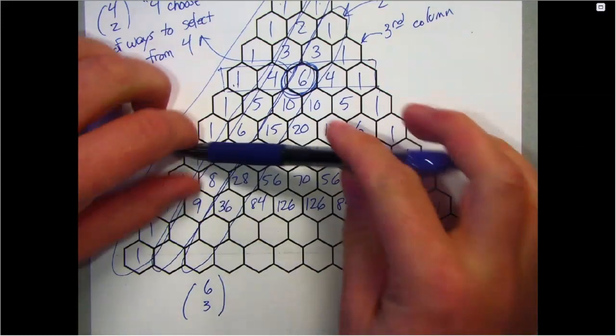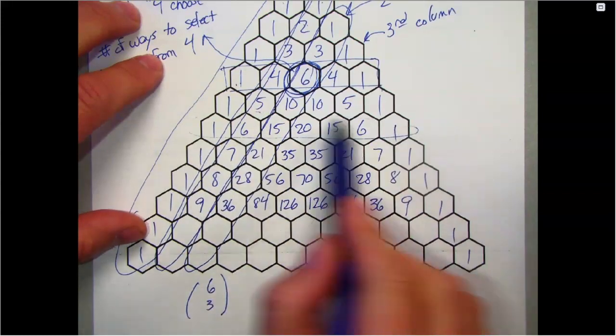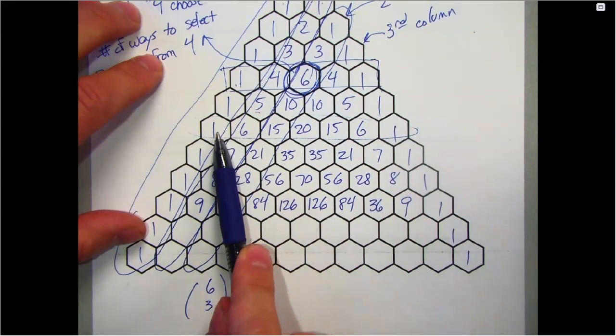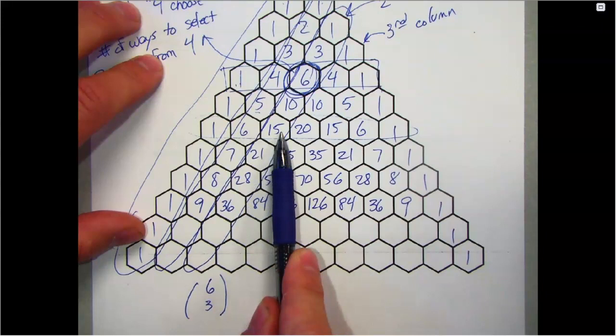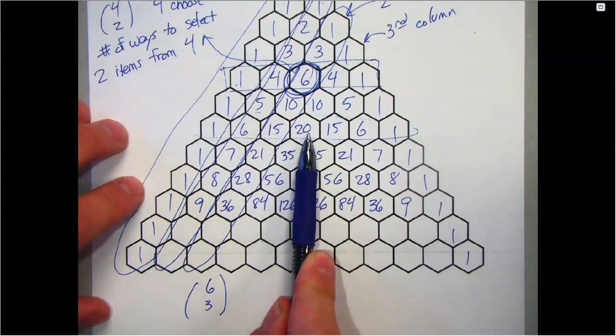So 6th row means I'm here. And then this is the 0th, the 1st, the 2nd, and the 3rd. So that'd be 20.